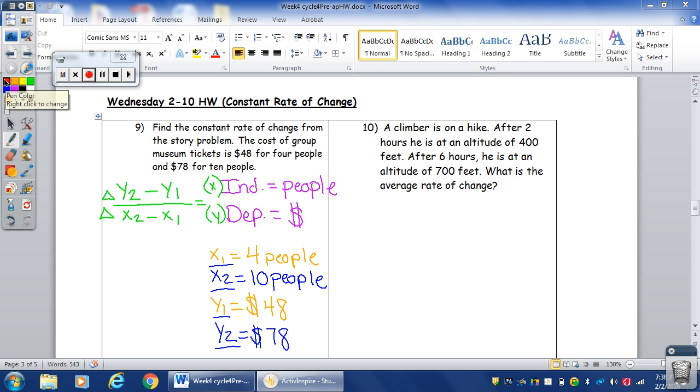So when I do that, the first thing I'm looking for is y2. I see y2 right here, and I see that it's 78. So I'm going to plug in 78 into my formula. Then it says I should be subtracting y1. So I look for y1. y1 is right here, so I'm going to subtract 48. Follow my formula, put the line.